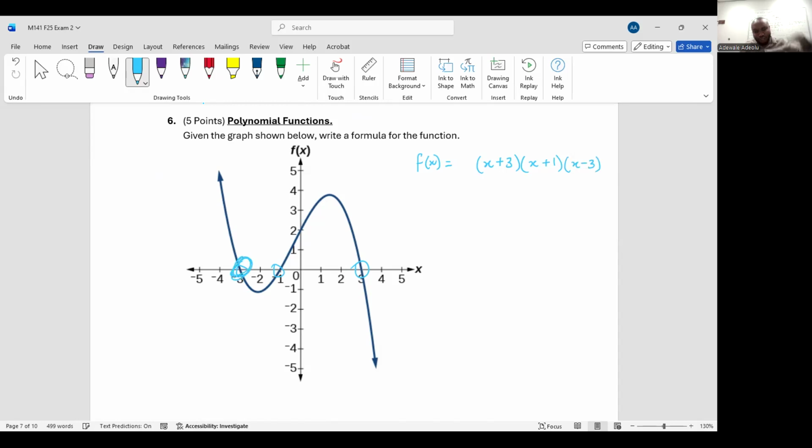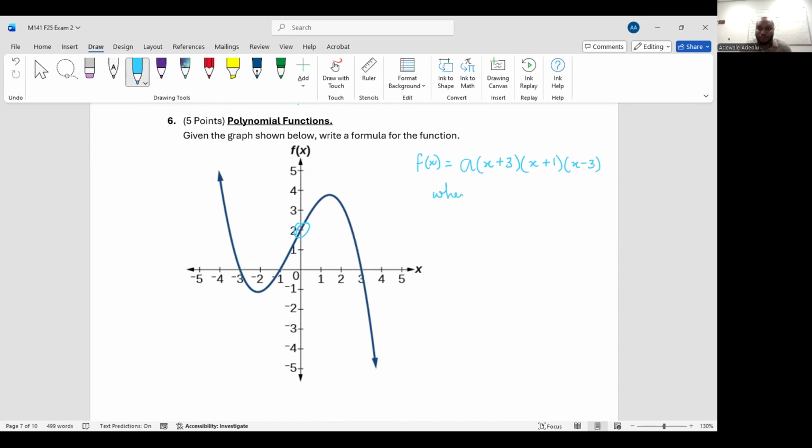Here, it passes through as a line, so the multiplicity there is 1. Again, as a line, multiplicity is 1. Here, as a line, multiplicity is 1. But there is one more thing I need to consider. I need to find the coefficient A. And to do that, I need the y-intercept.